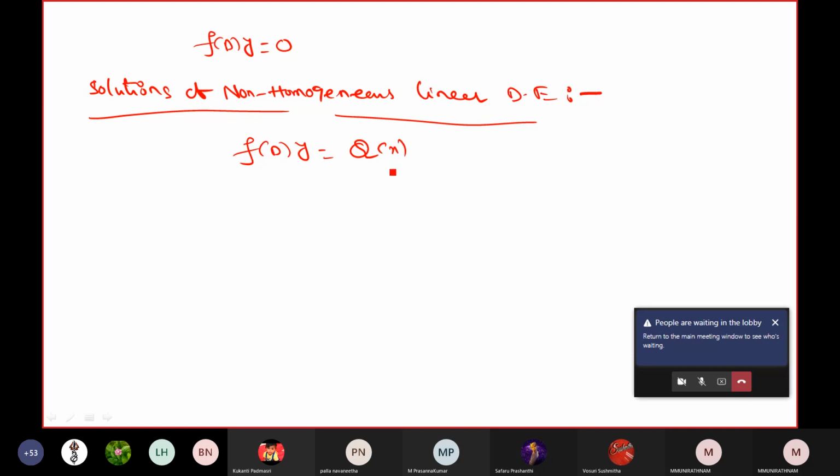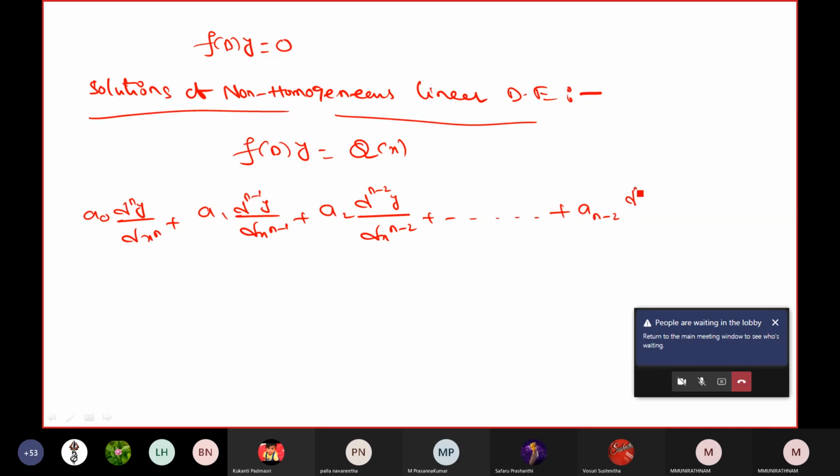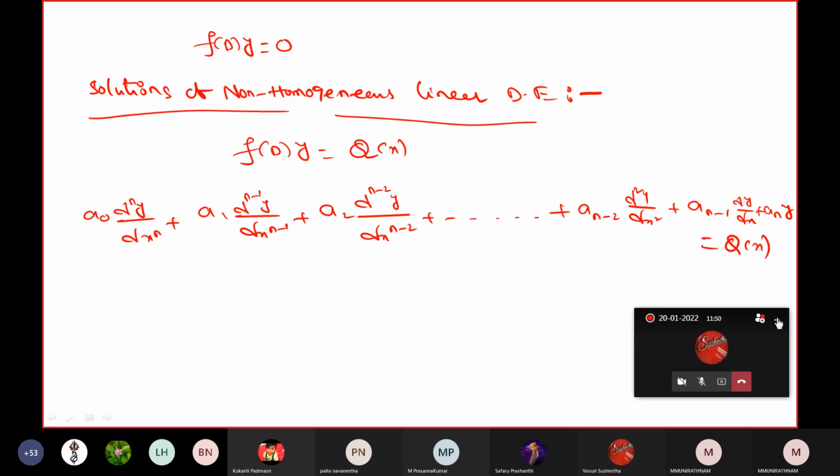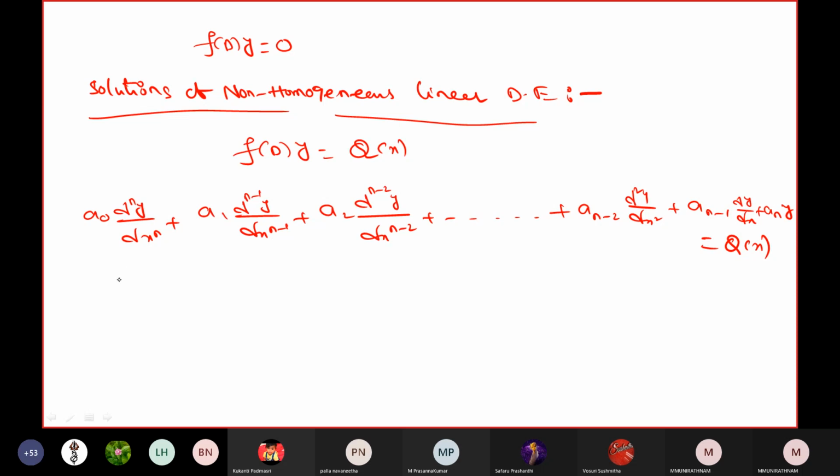F(D) y in general form we can write as a0 d^n y/dx^n + a1 d^(n-1) y/dx^(n-1) + a2 d^(n-2) y/dx^(n-2) and so on, up to a(n-2) d^2y/dx^2 + a(n-1) dy/dx + an y = Q(x). So this is in the form f(D) y = Q(x).